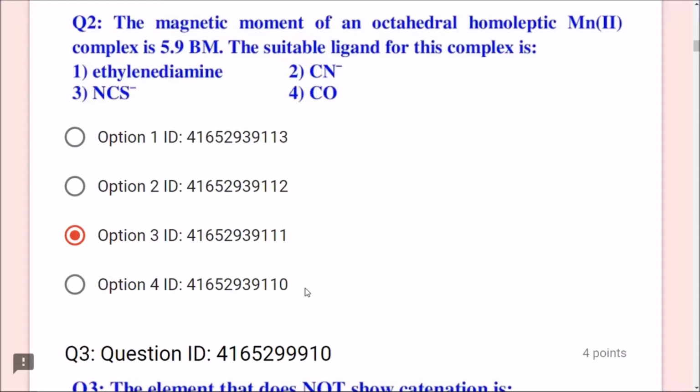Manganese 2 means 3d5 configuration is possible for relatively weak ligand of this ligand. Among ethylenediamine, cyanide, thiocyanate and carbonyl, which is weak ligand? Yes, thiocyanate is weak ligand. So in presence of this thiocyanate, manganese 2 plus is going to give 5.9 Bohr magneton. So the option number 3 is correct option friends.